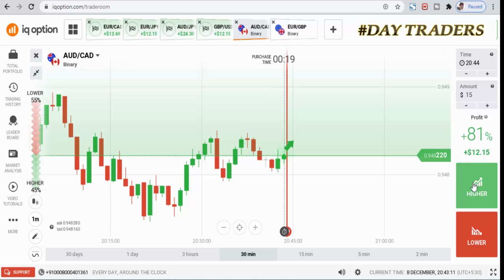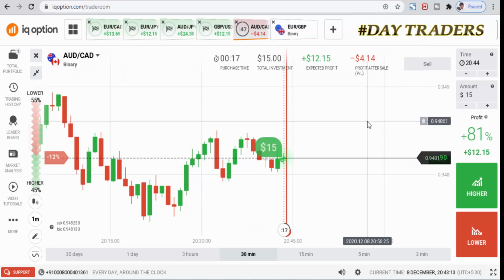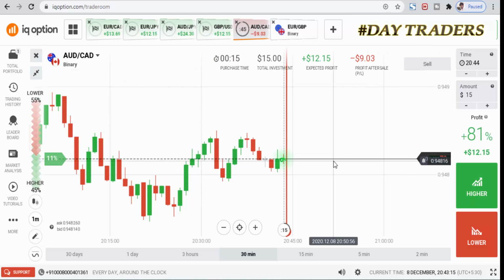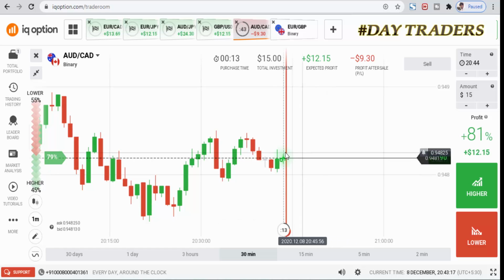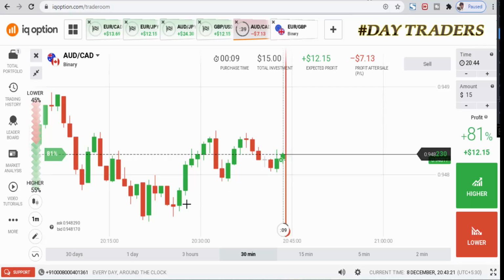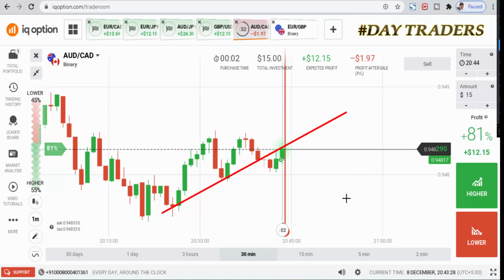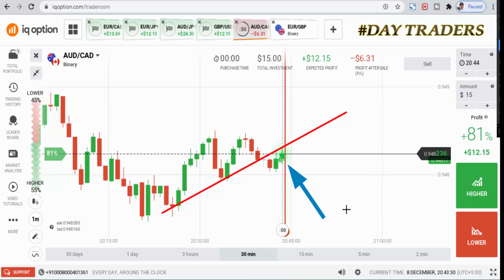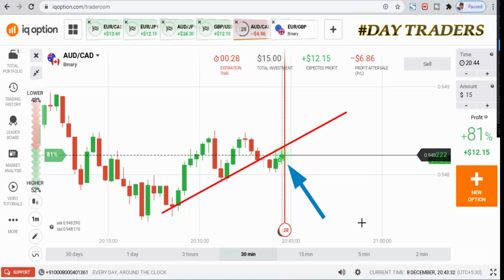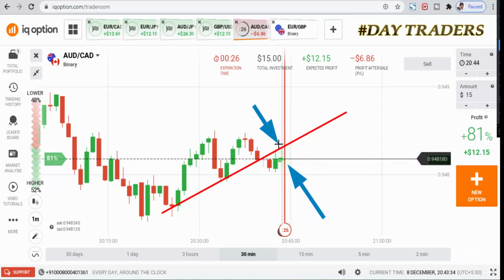Check the next pair. Okay, I will place a higher option. It's a very strong bullish candle, making a new high, and this is also an uptrend market. Okay, let's see. So I'm expecting to make a bullish candle. Next resistance level at here.